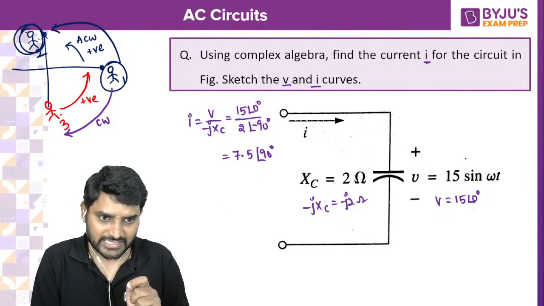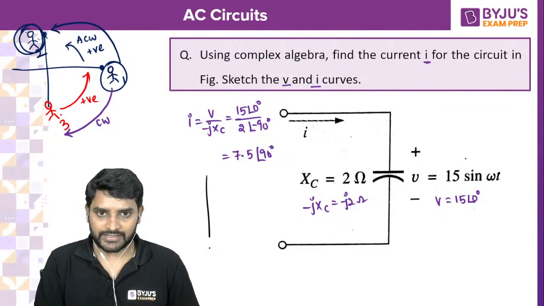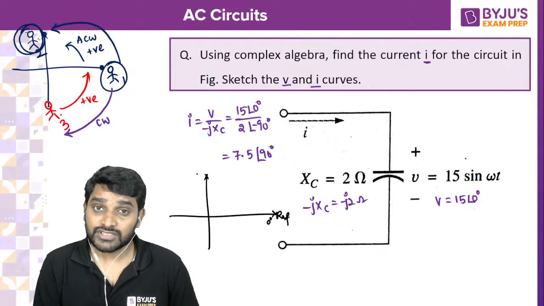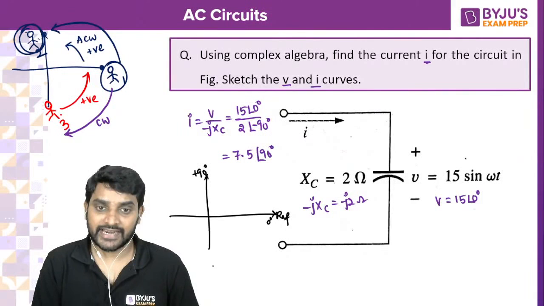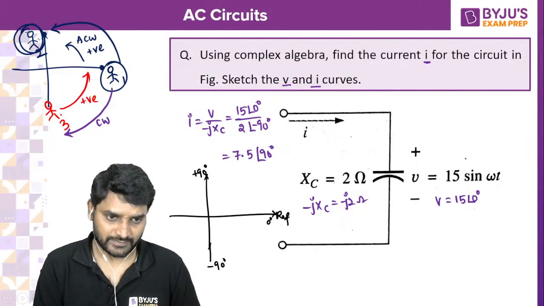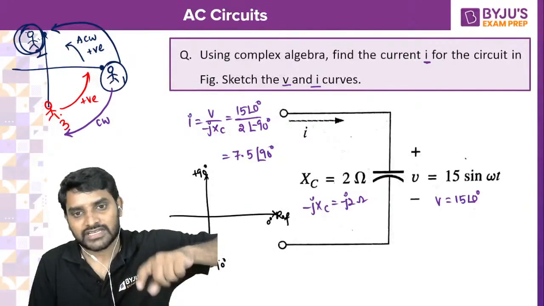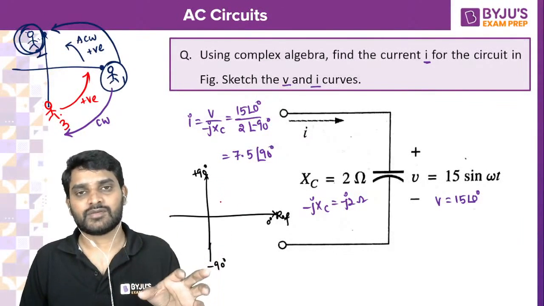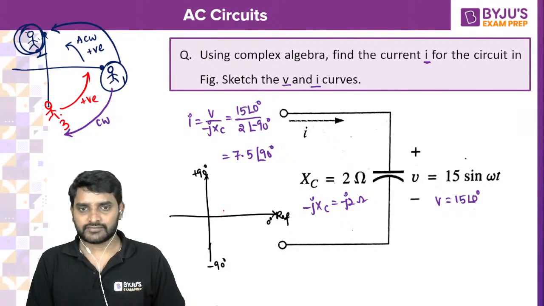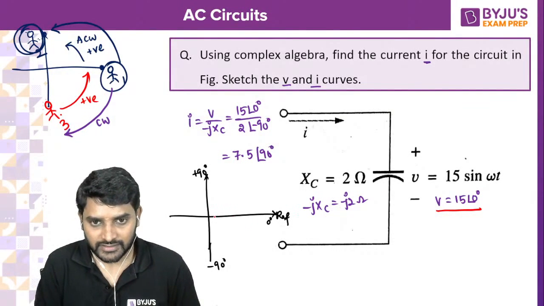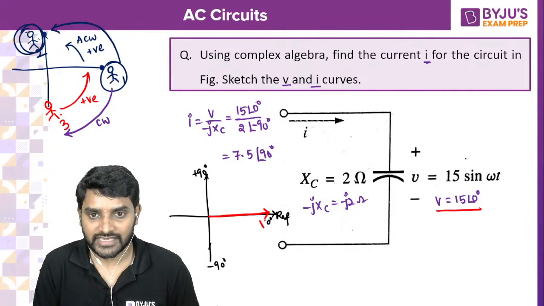So how do we draw? Please see. I am taking a reference phase 0. I am taking positive imaginary as plus 90, negative imaginary as minus 90. If you move in clockwise, you call it negative. If you move in anti-clockwise, you take it as positive. I am taking voltage as a reference. This has a magnitude of 15, and the phase angle is 0. So I have drawn the voltage here.